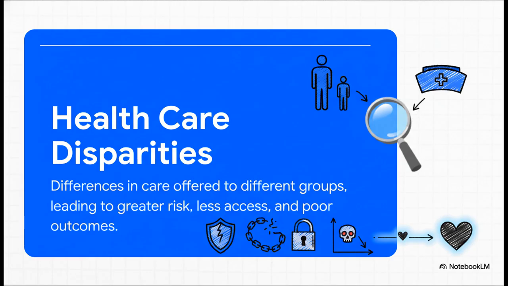A healthcare disparity isn't just a random occurrence. It's a specific, measurable difference in the kind of care that different groups of people get. And this isn't some abstract concept. It has incredibly real consequences. We're talking more risk factors, less access to care, and tragically, higher rates of disease and death.